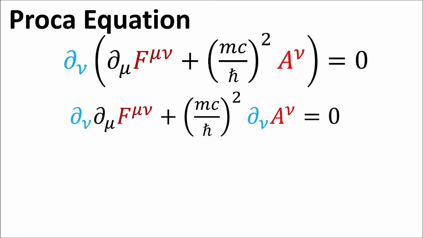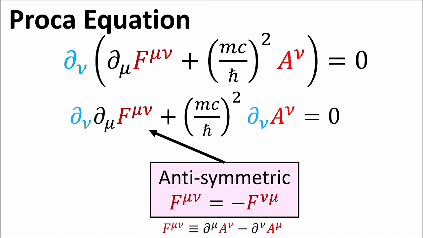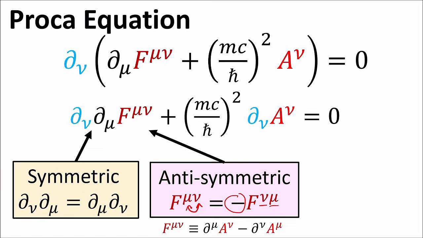Now, the F-tensor has the property of being antisymmetric. This means that if we swap the two indices, the result is the same, but with a negative sign in front. Meanwhile, these two derivative operators form a symmetric tensor, meaning that if we swap the indices, the result is the same with the same sign. This is because the order of partial derivatives doesn't matter in calculus.